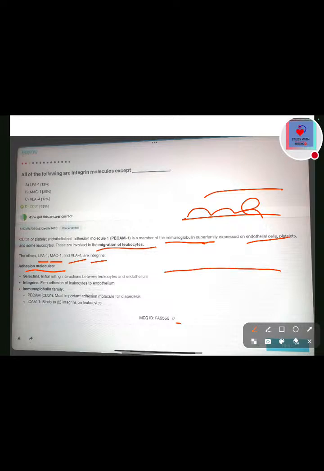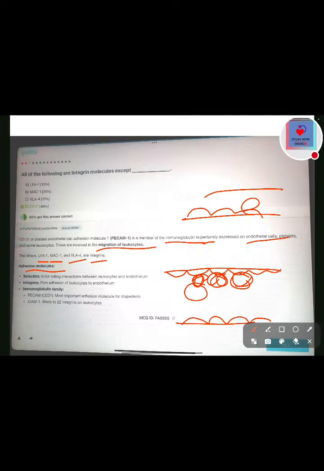So here the blood vessel is there, the endothelium is there. Initial rolling interactions between leukocytes and endothelium: the leukocyte will roll on the endothelium. That is by selectins. Integrins give firm adhesion of leukocyte to endothelium. Selectins give initial rolling interactions, so here it will connect, then detach like that.